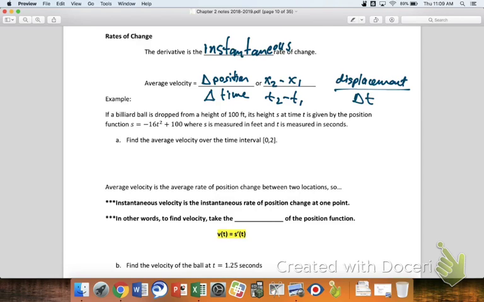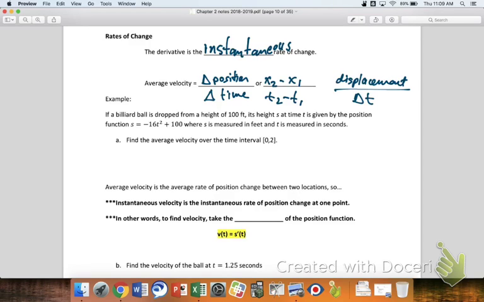Okay. So then take a look here at one of our examples. It says if a billiard ball is dropped from a height of 100 feet, its height and time are given by the position function s equals negative 16t squared plus 100. If you've had a physics class, that's a standard kinematic equation. It's in English units instead of metric. That's why it's not negative 4.9. You might be used to negative 4.9 there. This is using feet per second squared instead of meters.